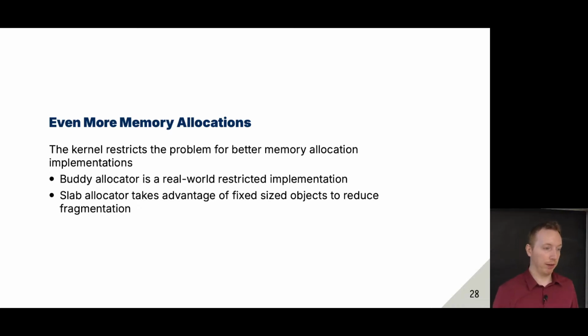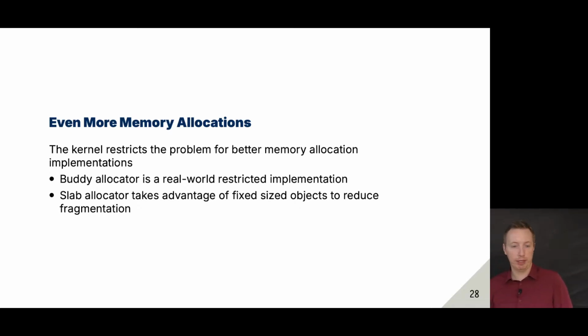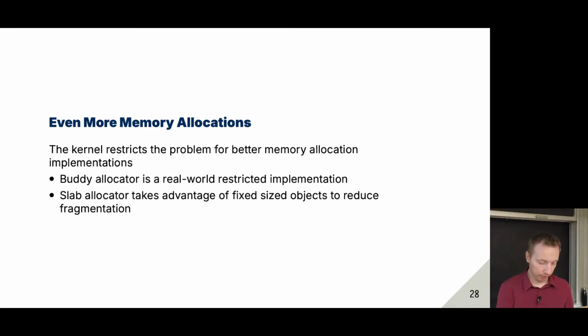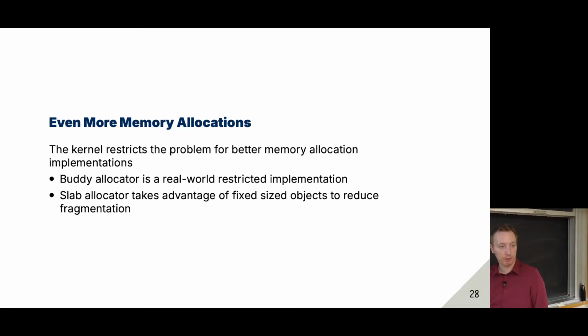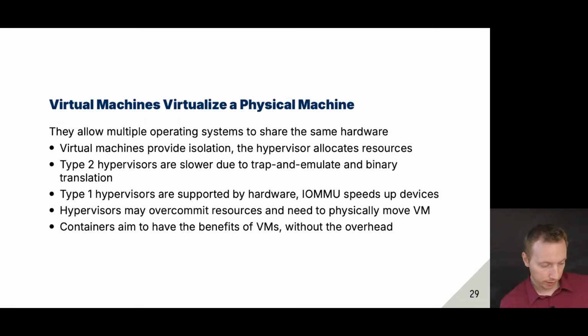Then we talked about a slab allocator, which is basically just allocating as if there were an array. And then we can just figure out what is allocated by using a bitmap that just keeps track of whether or not that index is allocated or not.